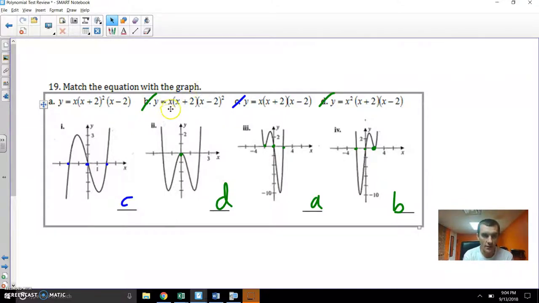B, another 0 out front, so it's got to go through the origin, but this time it's bouncing off of positive 2, so we see that one there. This has all odd multiplicities, so it crosses at 0, crosses at negative 2, crosses at positive 2, so that's this one. No bouncing off those zeros. And D, because x is squared out front, that means it's really just going to bounce off the origin, because that's where 0 has a multiplicity of 2, and then it's actually crossing at negative 2 and positive 2.